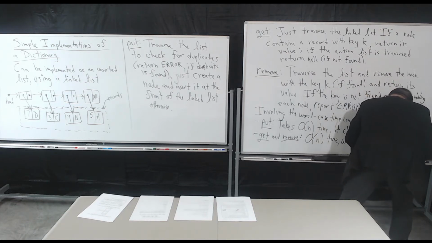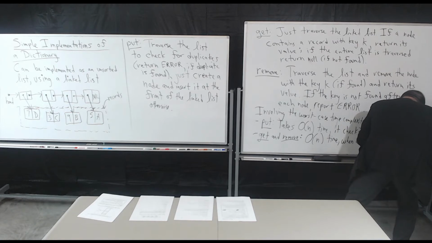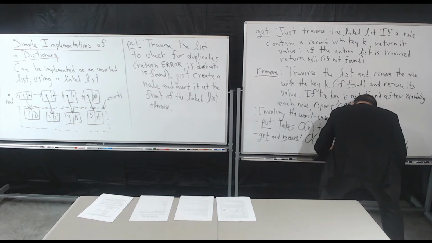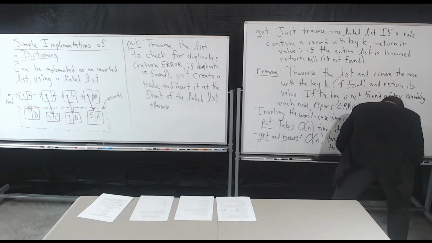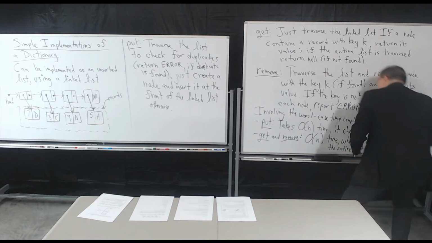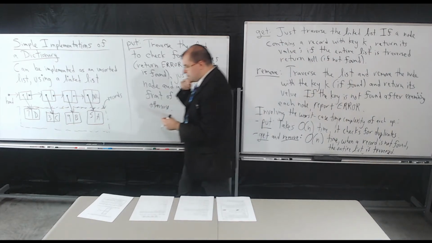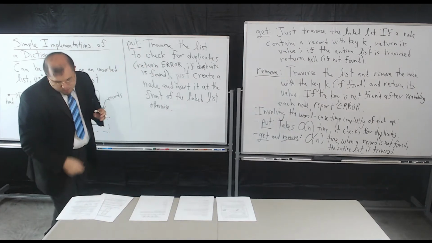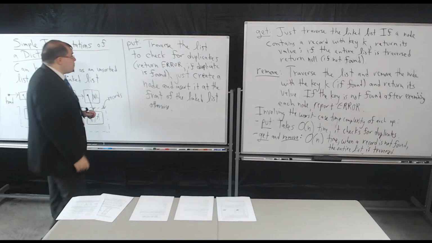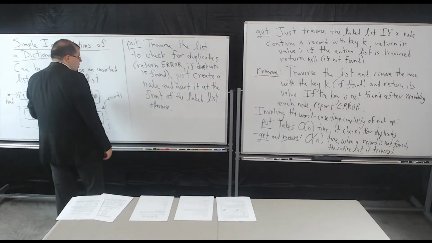When a record is not found, the entire list is traversed. Right, pretty straightforward. So that, believe it or not, is one way of implementing a dictionary. It's pretty straightforward, right?